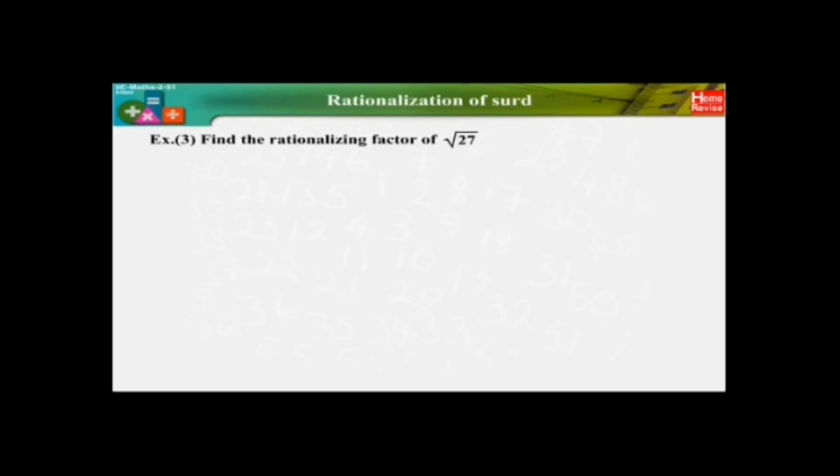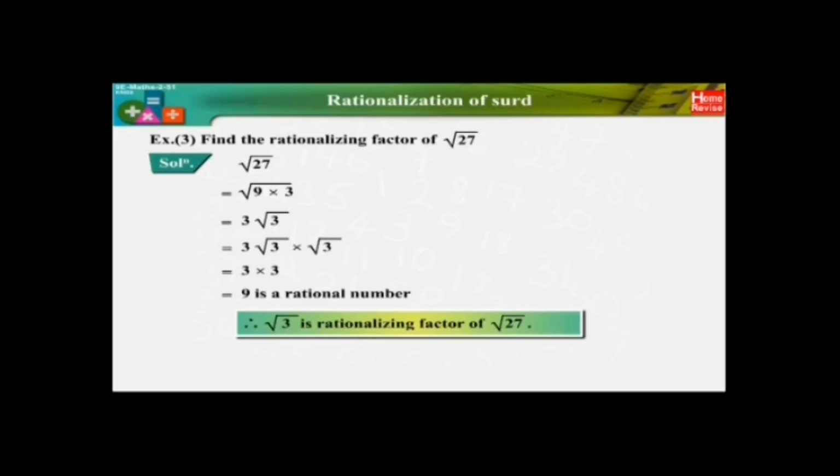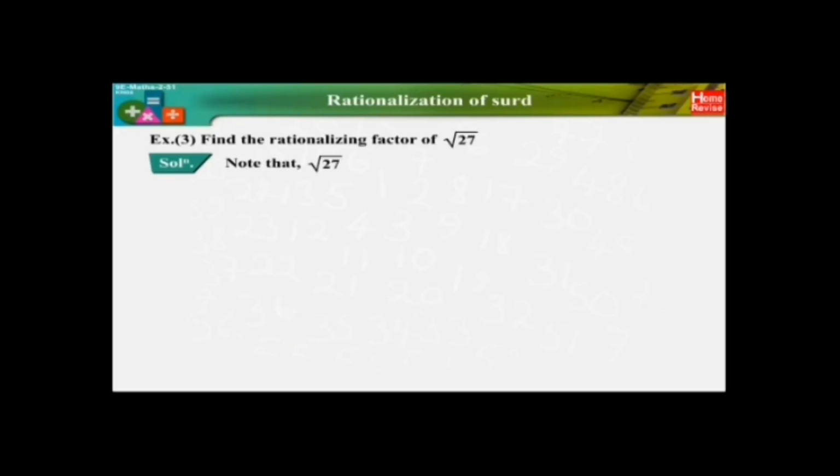Find the rationalizing factor of root 27. Root of 9 multiplied by 3, which can be written as 3 root 3. So 3 root 3 multiplied by root 3 is equal to 3 multiplied by 3, which is equal to 9, a rational number. Therefore, root 3 is a rationalizing factor of root 27.